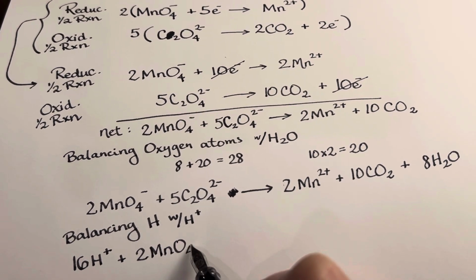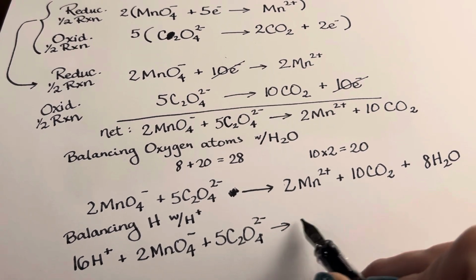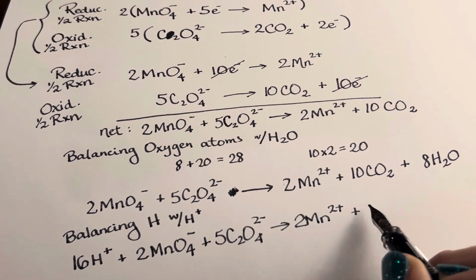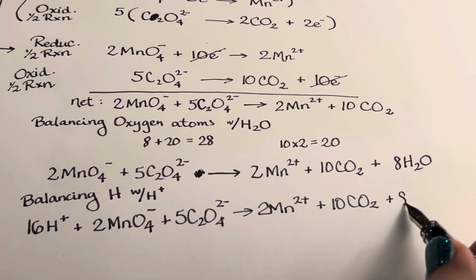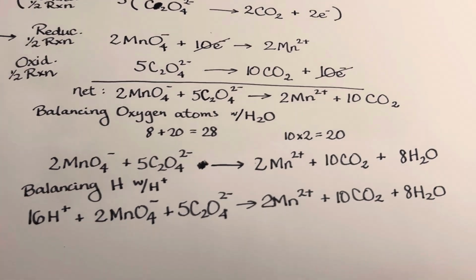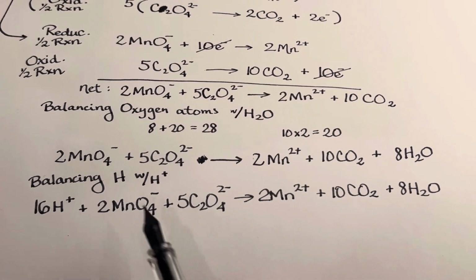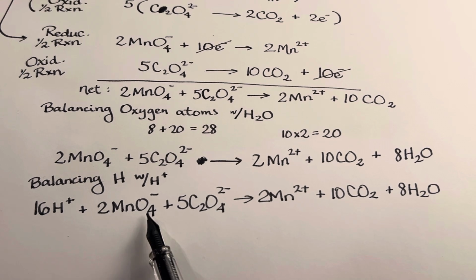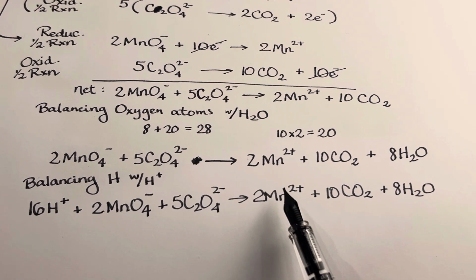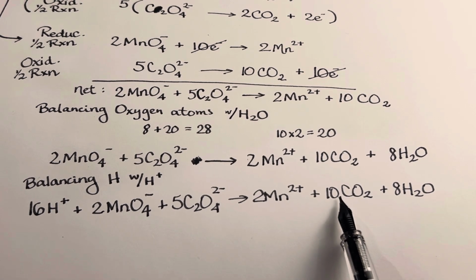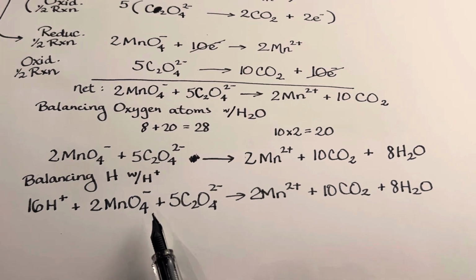So we are very close, and we are just going to double check everything. 16 H+, 2 MnO4⁻, 5 C2O4²⁻, goes to 2 manganese, 10 CO2, plus 8 H2O. All right, let's take a look at this. We have 16 hydrogens, 16 hydrogens. Looks good. We have 8 oxygens plus 20 oxygens, 28 total on this side. Here, we've got 10 times 2 is 20 plus 8 equals 28. Okay, so 28 and 28, that looks good.